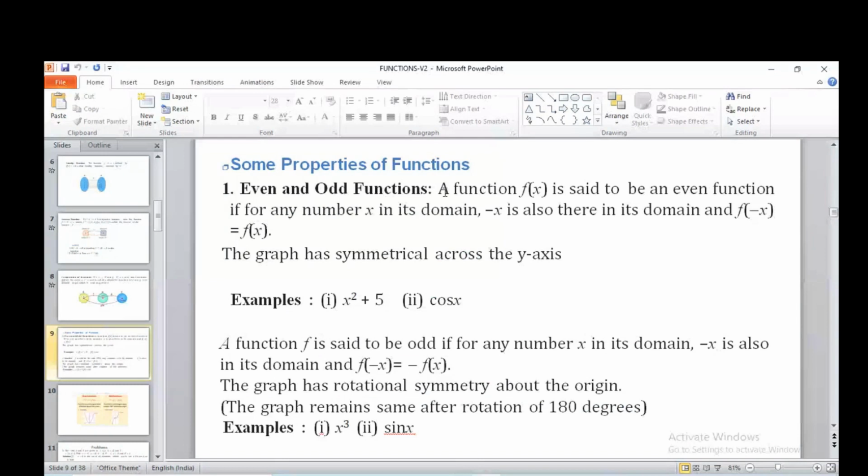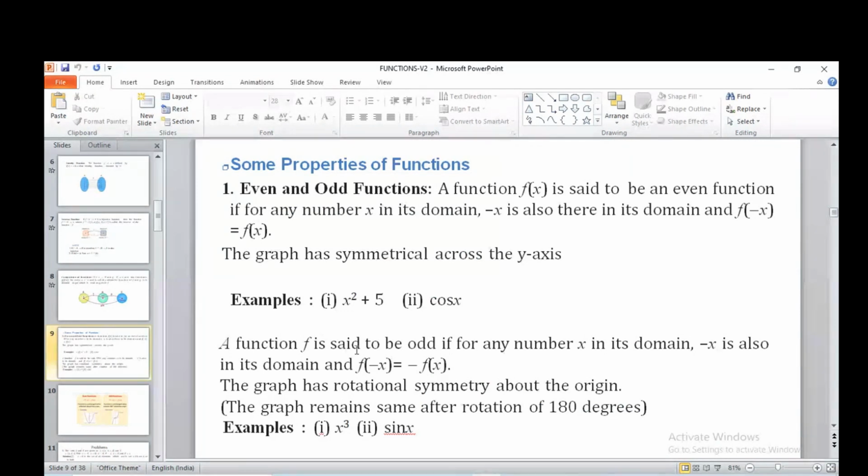Even and odd function. A function f of x is said to be an even function if for any number x in its domain, minus x is also in its domain and f of minus x is equal to f of x. So the graph is symmetrical across the y-axis. I will show the graph on the next slide. For example, x square plus 5 is an even function. Then cos x is also an even function.